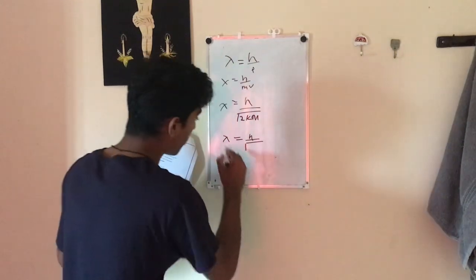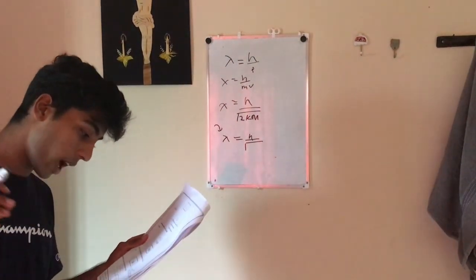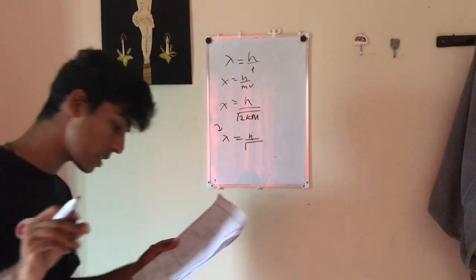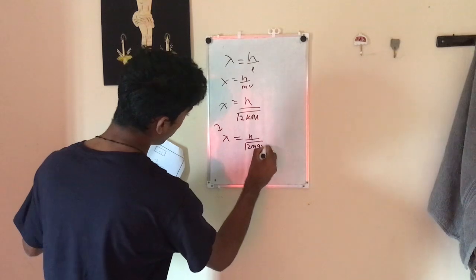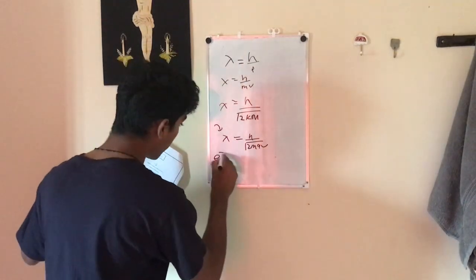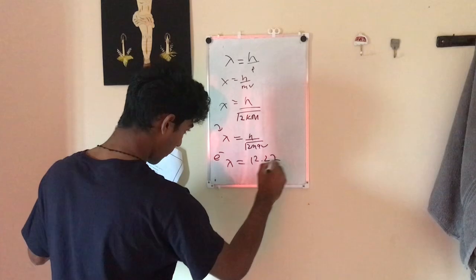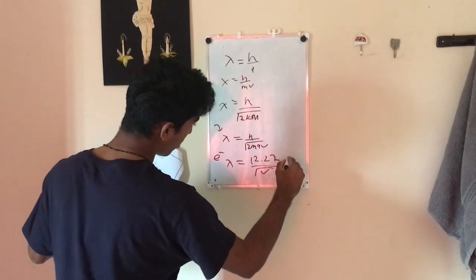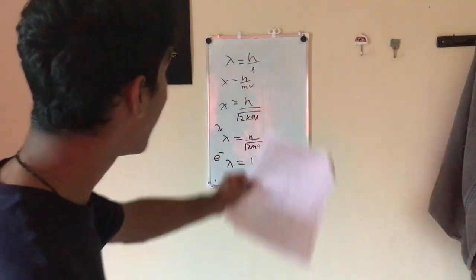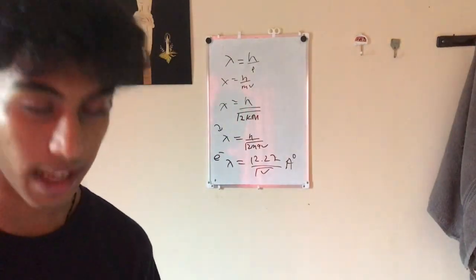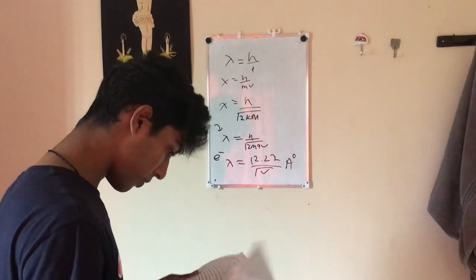So this equation is important when we are dealing with anything which is moving. For a charge moving under potential difference, the kinetic energy is qV, and that equation is h by root 2mqV. However, if you have an electron, the lambda equation can be redefined as 12.27 by root V, and we will get the answer in Angstrom, which is 10 raised to minus 10 meter. Yeah, that's all.